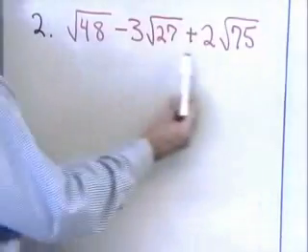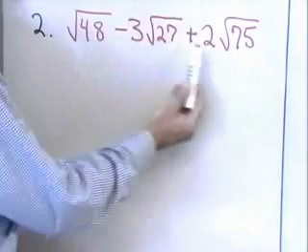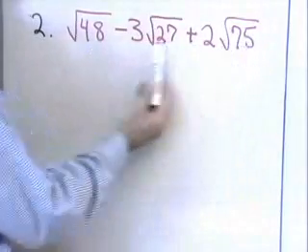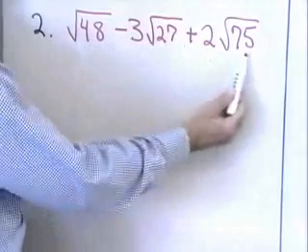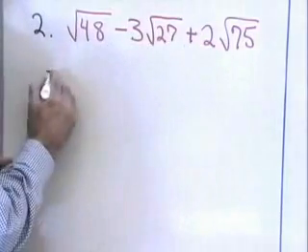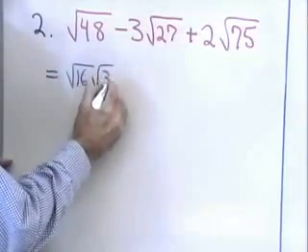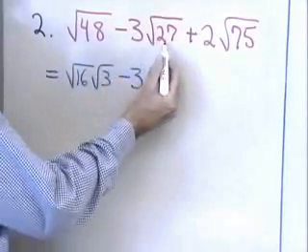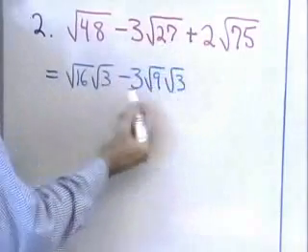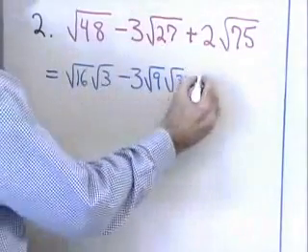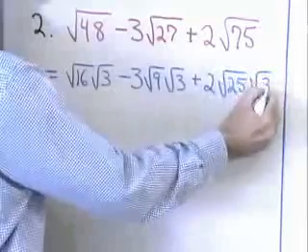Here I want to combine or simplify this expression if I can. Now I see I have square root 48, square root 27, square root 75. I can't combine them the way they are. Maybe I'll be able to do it if I put each of these radicals into simplified form. So let's start by writing square root 48 as square root 16 square root 3, minus 3 square root 27 will be square root 9 square root 3. So I'm writing my perfect squares outside here. And 2, let's see, square root 25 square root 3.